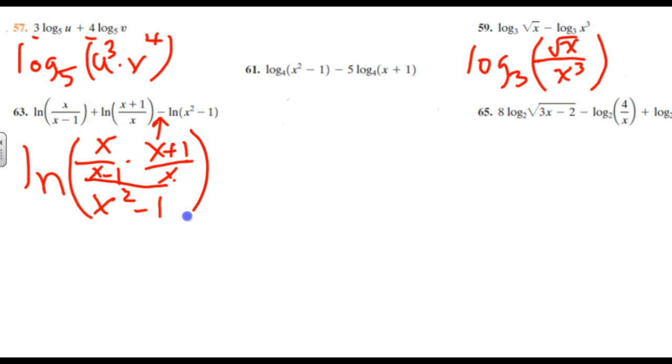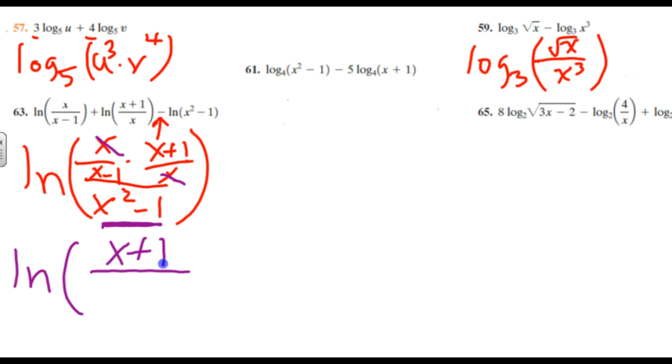Okay? Now, if you look inside of this argument, there's some algebra that we can do. I can cancel out this x up here and this x down there, and this x squared minus 1 on the bottom. This guy right here, he can factor. So I'm going to get ln of x plus 1 over x minus 1 over x plus 1, x minus 1 factored.